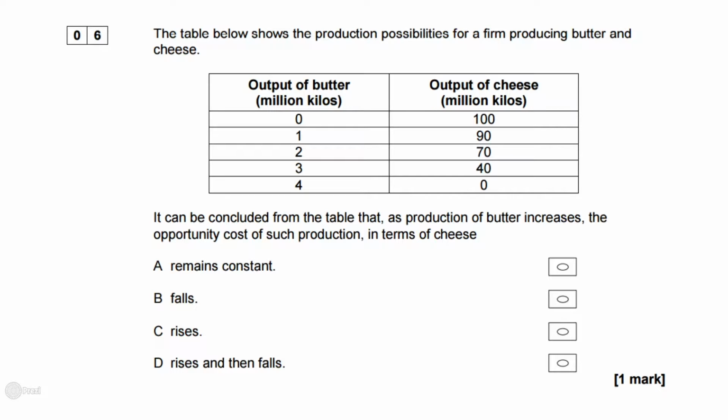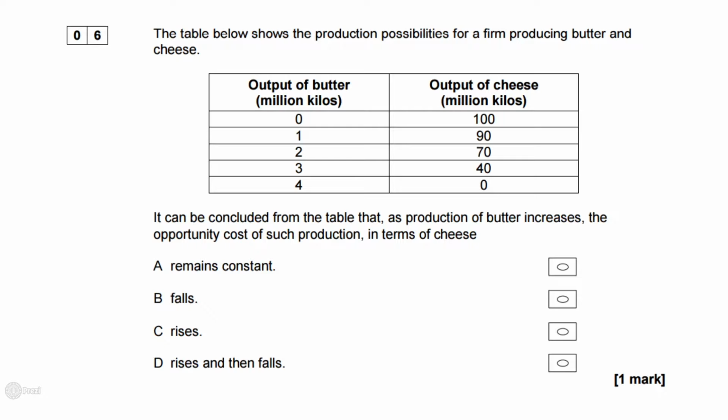Now we will look at question 6 to question 10 of this specimen paper. The table below shows the production possibilities for a firm producing butter and cheese. It can be concluded from the table that as production of butter increases, the opportunity cost of such production in terms of cheese: A, remains constant, B, falls, C, rises, D, rises and then falls. So you want to see if the opportunity cost rises.